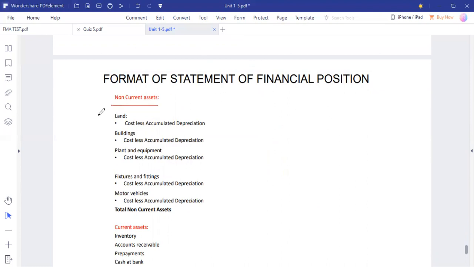They comprise assets like the land. We subtract the accumulated depreciation, the buildings. We subtract the accumulated depreciation, the plant and equipment. We subtract the accumulated depreciation, fittings and fixtures, less depreciation. Of course, land usually appreciates, so it's rare that we are going to deduct depreciation in most cases. But this is just for you to understand. Motor vehicles also depreciate. So what we get is the total of the fixed assets, which are called the non-current assets.